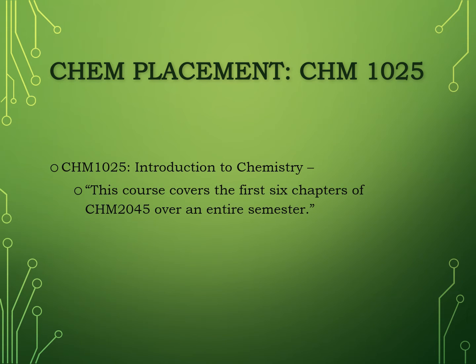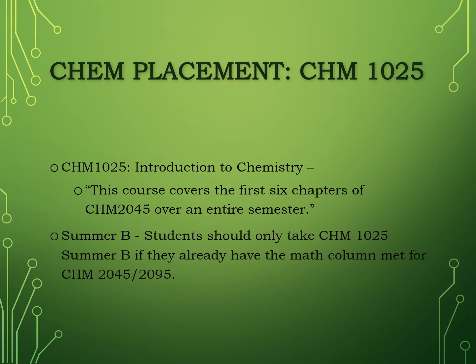Let's talk a little bit about Chem 1025. Chem 1025 is Introduction to Chemistry, and my understanding is that the course covers about the first 6 chapters of Chem 2045 over an entire semester. So it gives students the chance to really slow down and process the first part of Chem 1 in a much more methodical fashion over a 15-week period, and that helps students build up their confidence and get ready for coming into Chem 2045 with that basic knowledge already built in. Now, you are going to have some students that are Summer B admits who want to take Chem 1025 in Summer B, and that's okay.